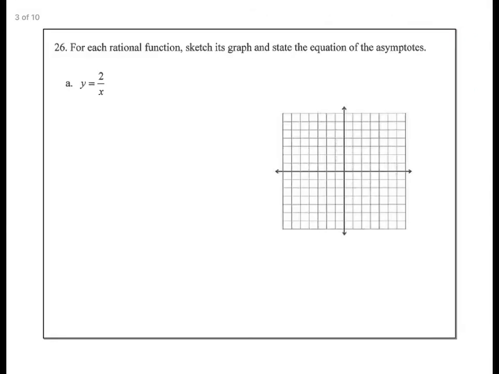Okay, moving into some rational functions. It says sketch its graph and state the equation of the asymptotes. We always have two asymptotes. Remember we talked about VAX, vertical asymptote goes with x, same as excluded value, and then we have HAY, which is our horizontal asymptote, and that goes with our y.